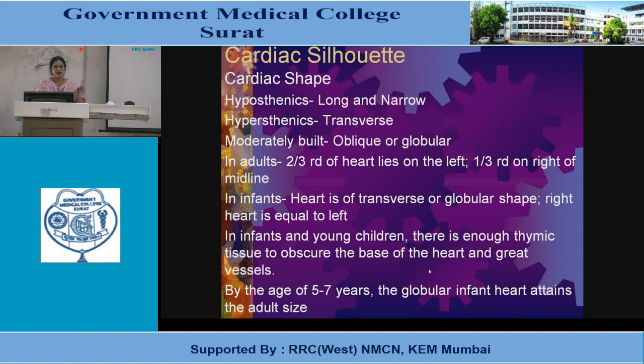In infants, the heart is of transverse or globular shape, and in infants, the right heart is almost equal to the left heart. In infants and young children, there is enough thymic tissue to obscure the base of the heart and great vessels. By the age of 5 to 7 years, the globular infant heart attains the adult size.